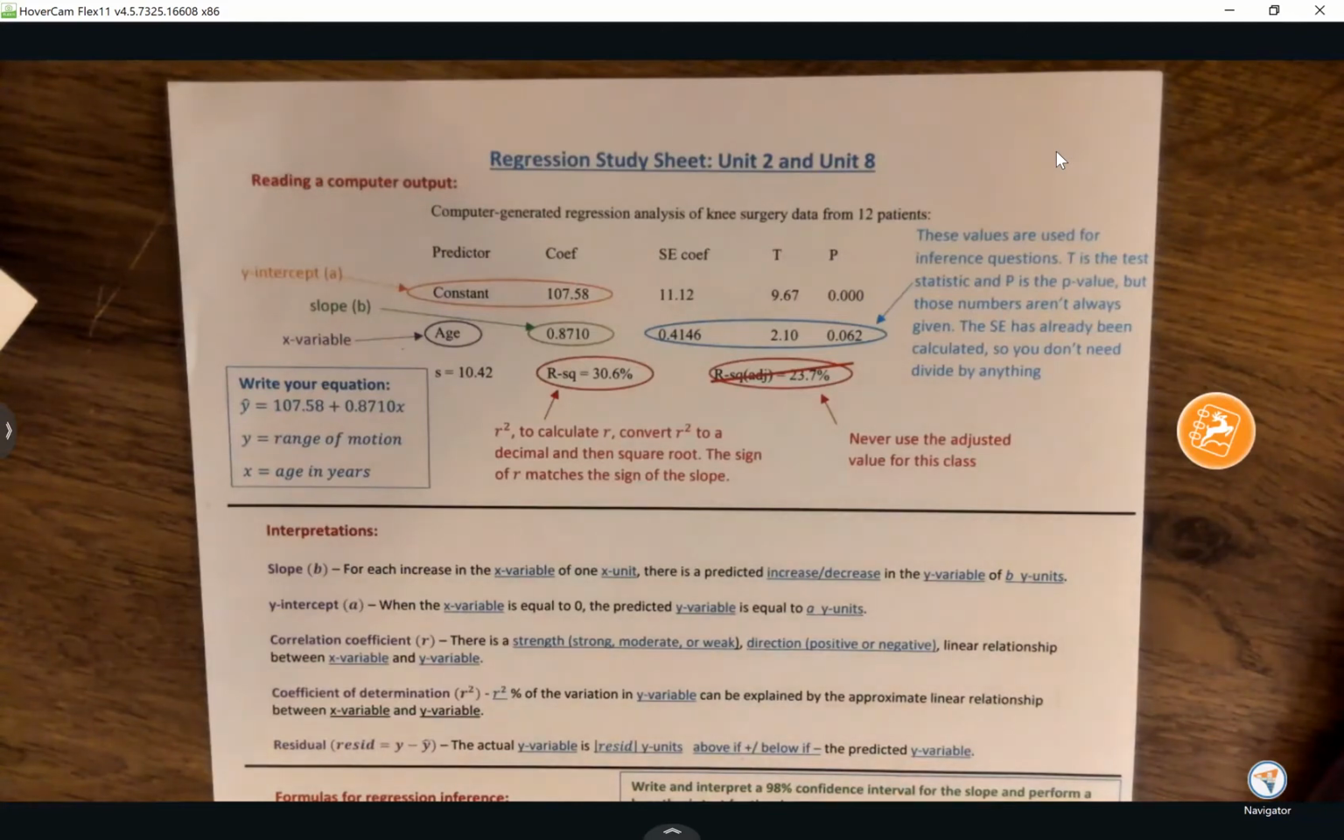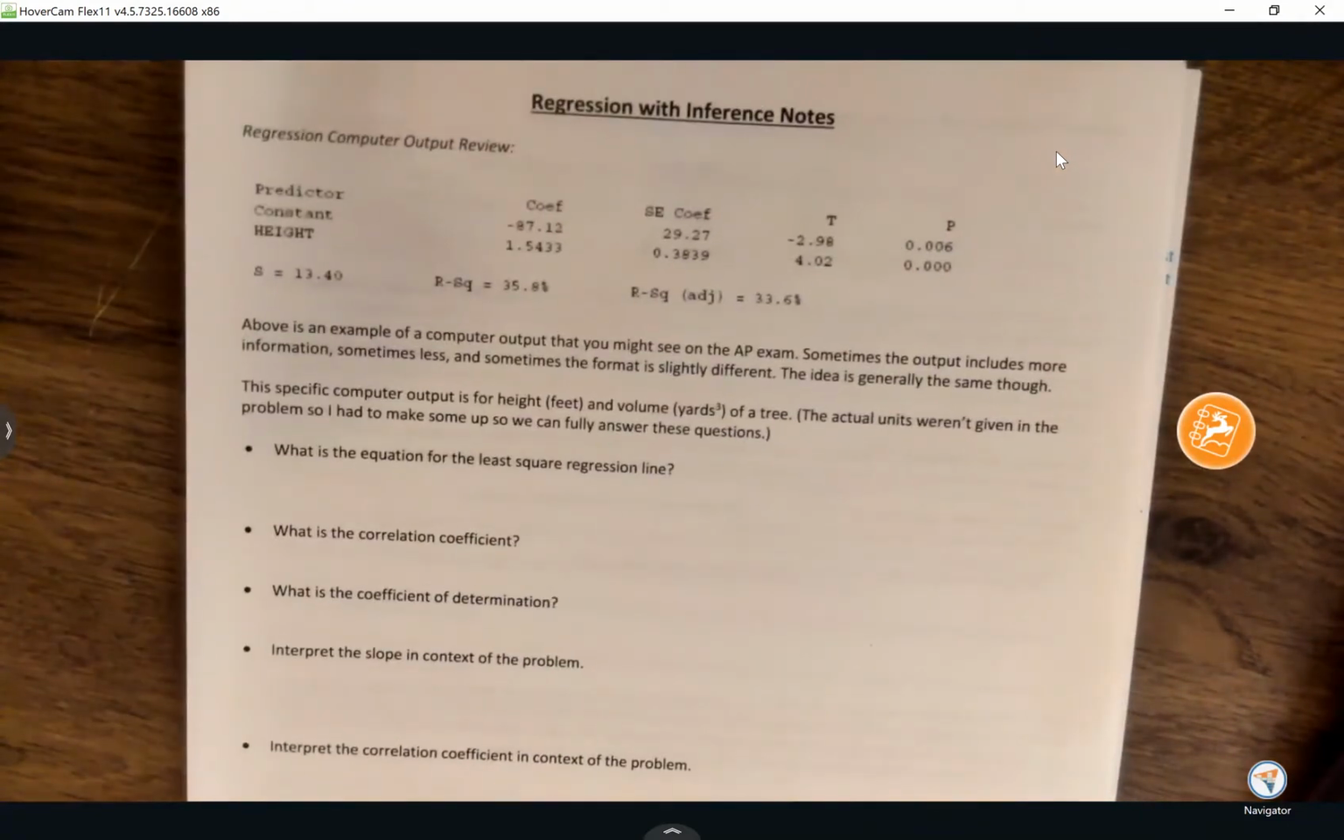Now I'm going to switch to regression inference notes. So we're just going to do the first side of these. This outline is also posted on Canvas if you want to print it, or you can just do it on a different sheet of paper.